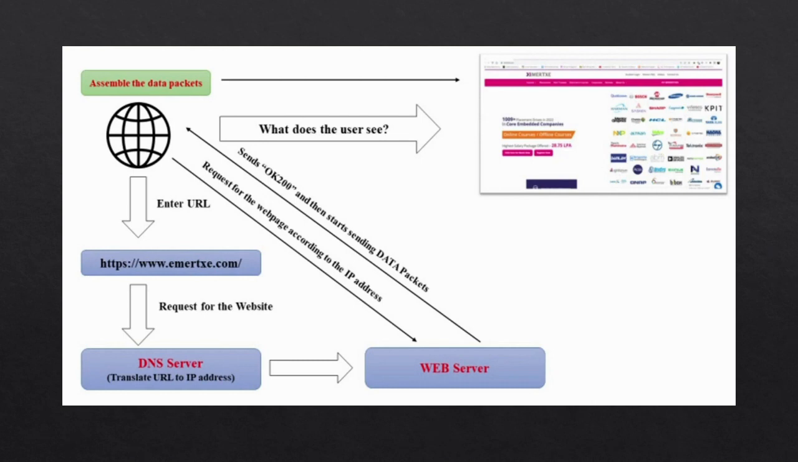As you can see on the right side, what does the user see? That is actually the front end. And at the back end, we have the MongoDB, which shares the databases. Every URL will actually request the website or the DNS server and then connect with the web server, showing us what the user will see.